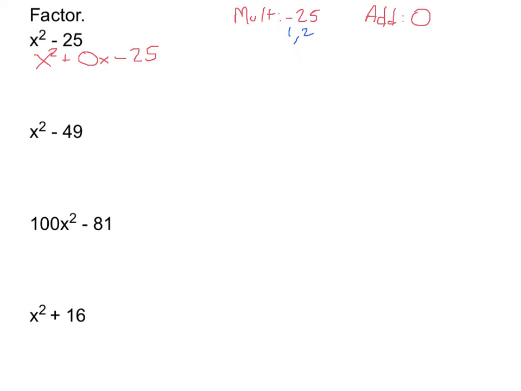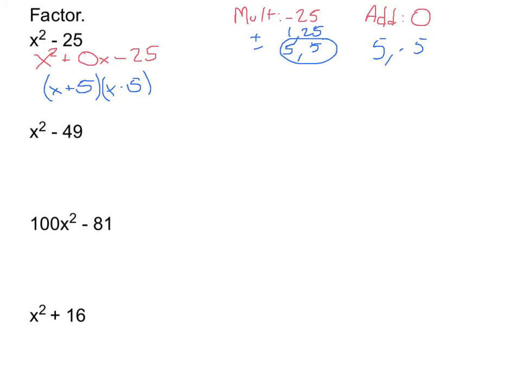So things that multiply to 25 are 1 and 25, and 5 and 5, and knowing that we have a negative 25, we need one to be plus and one to be minus. So here we are, 5 and 5. Well, rather, it's going to be 5 and negative 5. So we're going to have x plus 5 and x minus 5 is how that factors.